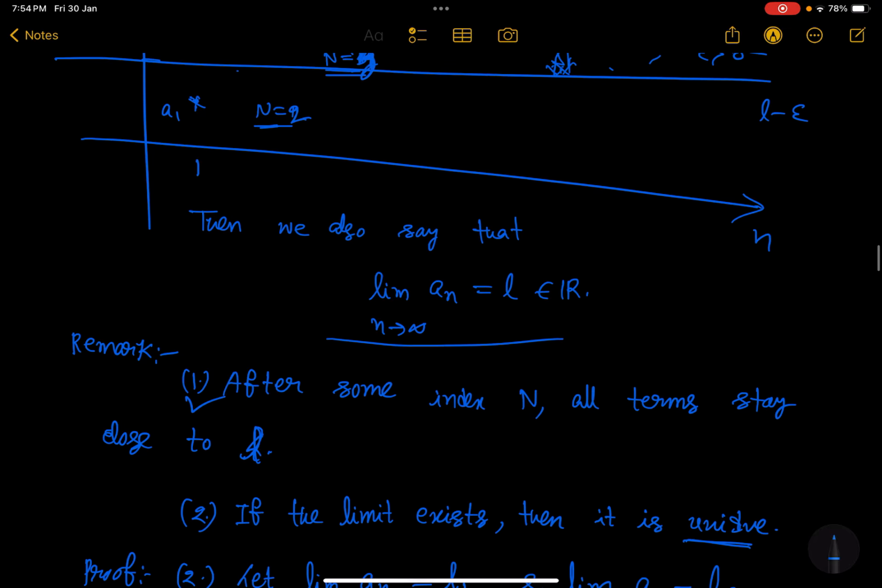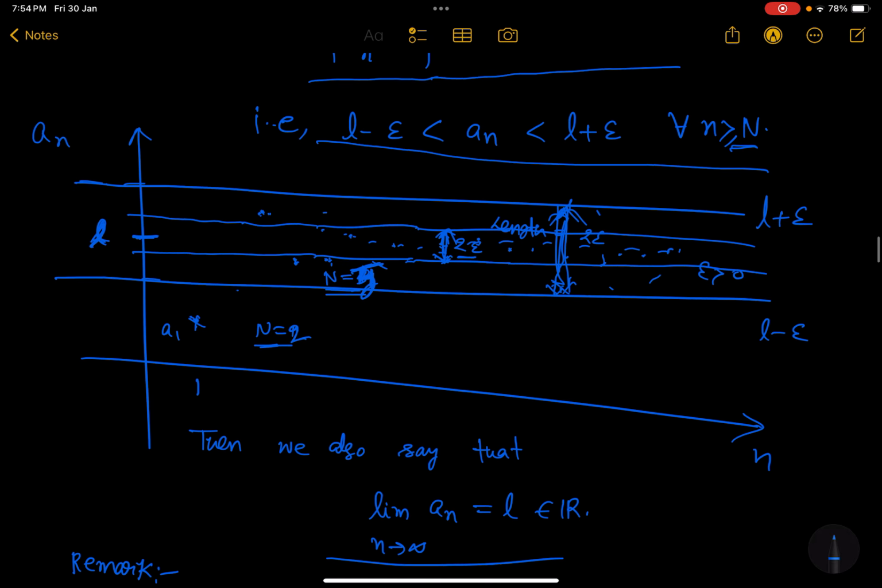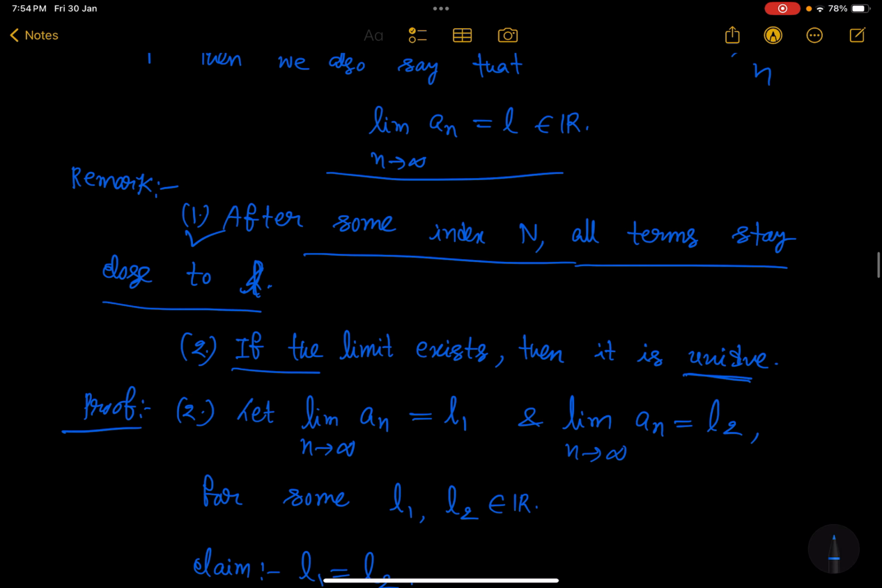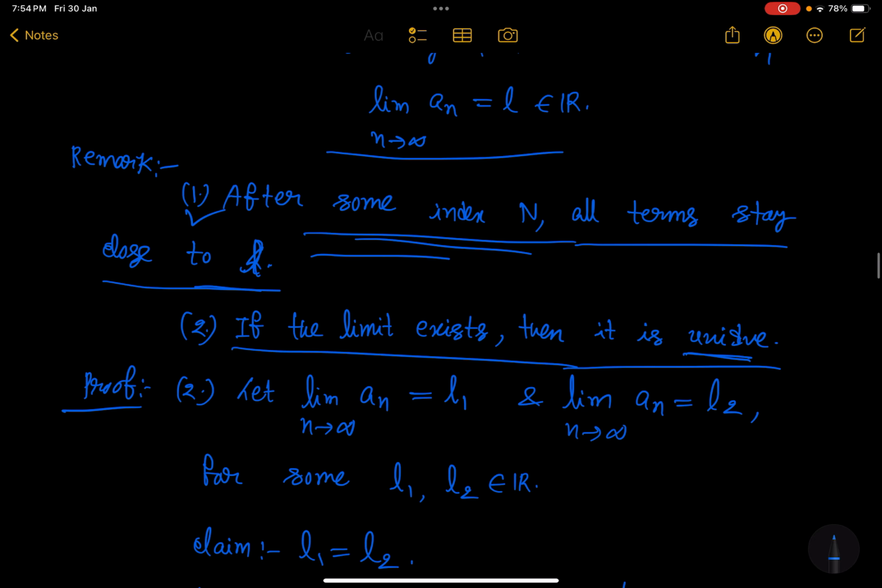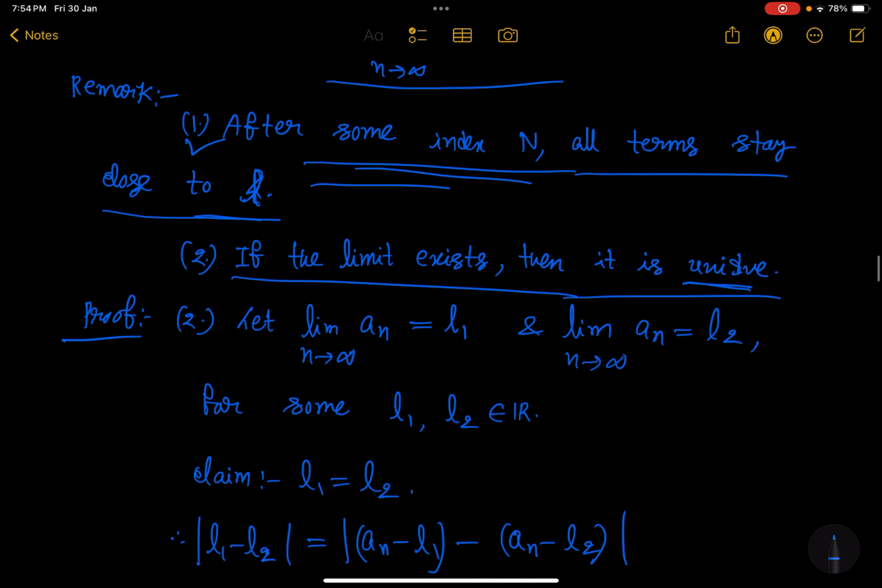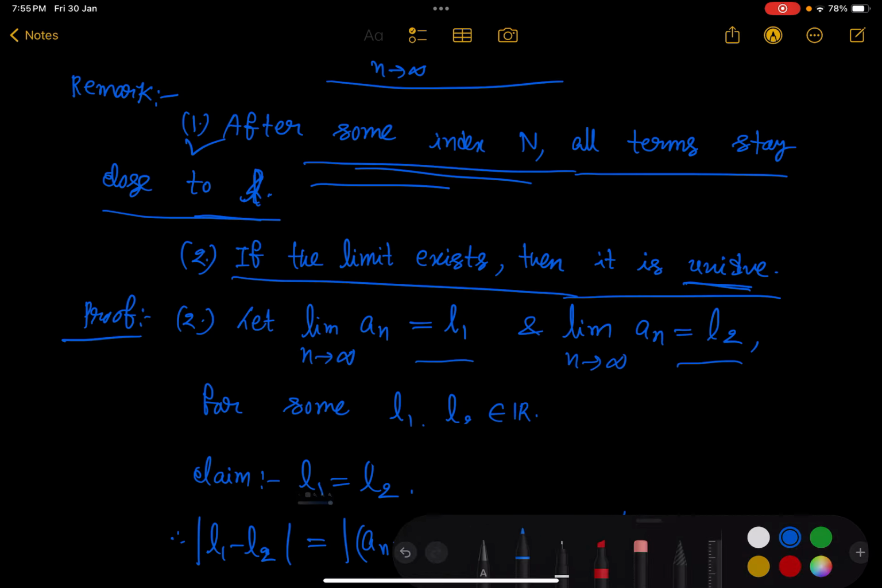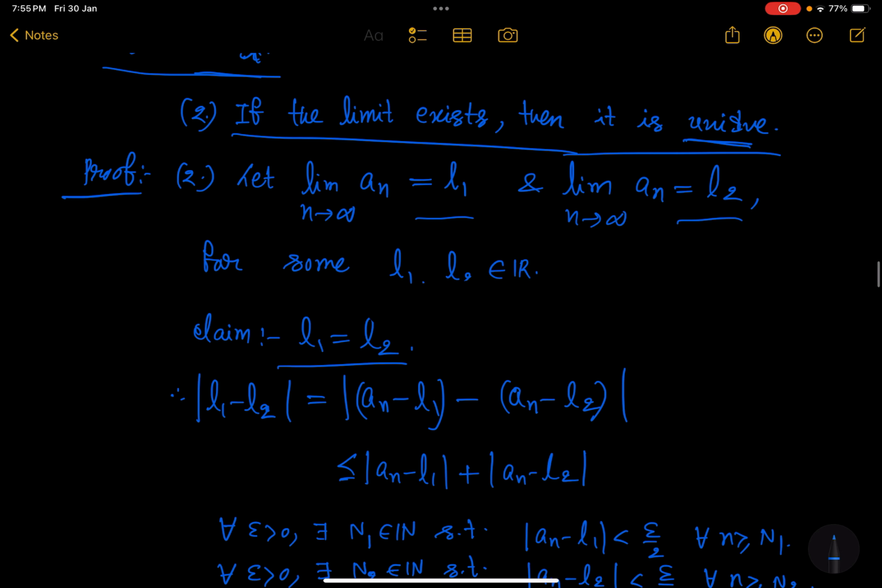So as a remark, after some index capital N, all terms of the sequence are very close to L, right? So they are very close to L. The second remark: if the limit exists, then it is unique. The first remark is fine by the definition. The second one is saying that if a sequence has a limit, it is unique. So suppose there are two limits, L1 and L2. Then you prove that they are the same.